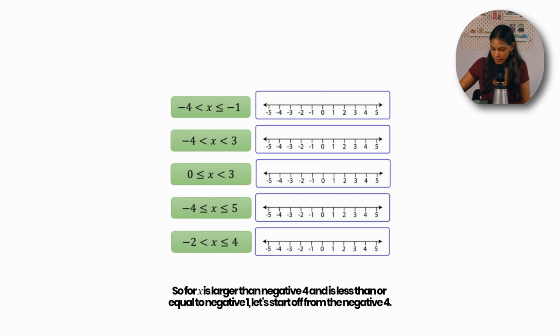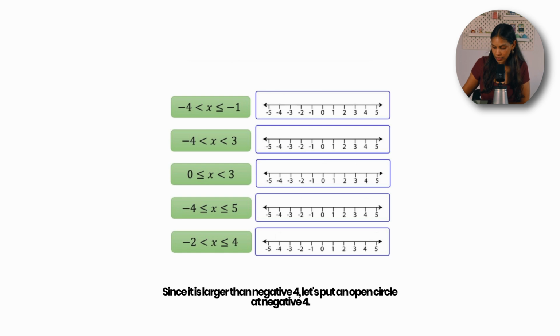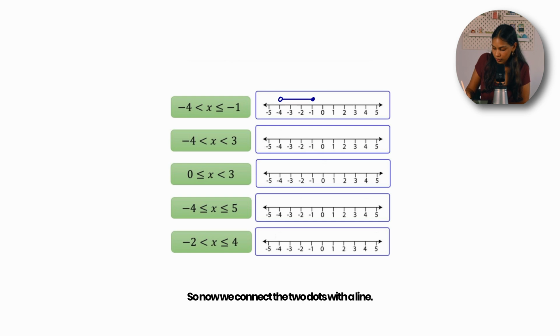So for x is larger than -4 and is less than or equal to -1, let's start off from the -4. Since it is larger than -4, let's put an open circle at -4. And for our less than or equal to -1, let's put a closed circle. So now we connect the two dots with a line, and that is how you represent that on the number line. Let's do the next one together as well.